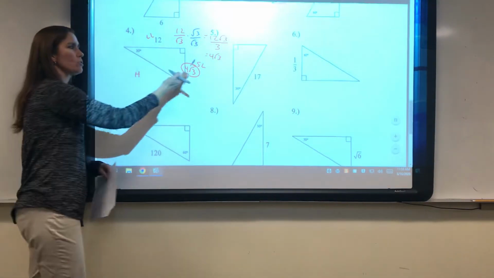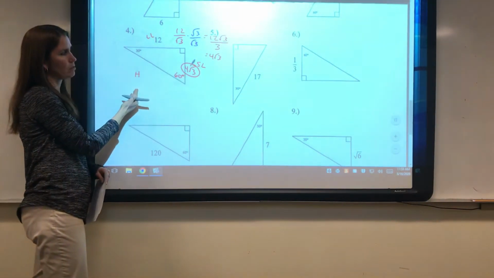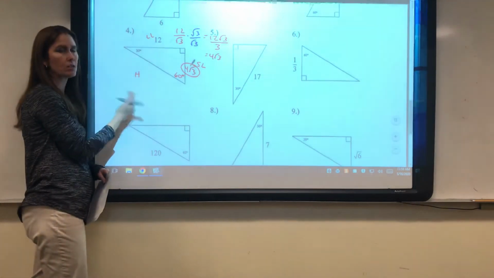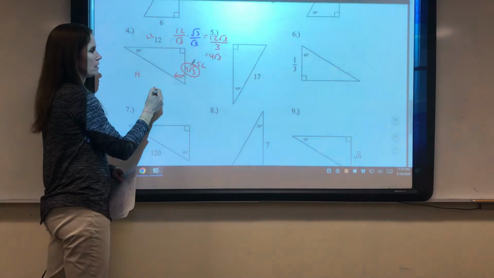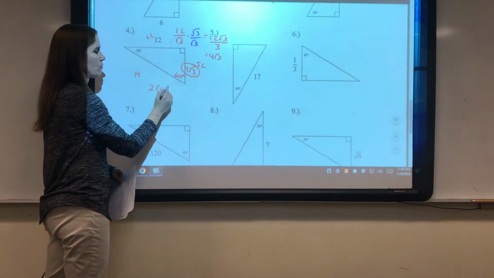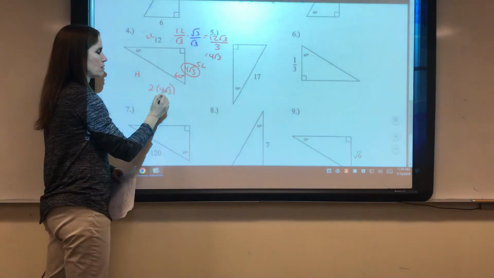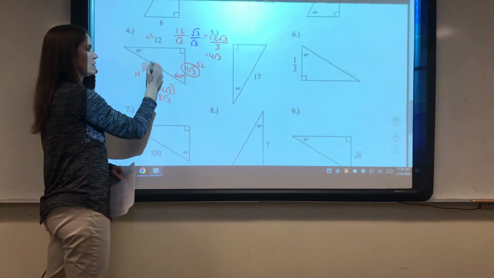And then if I know the short leg and I'm trying to get the hypotenuse, I know I'm trying to get a bigger number, so I need to multiply by 2. So in this case, 2 times 4 square root of 3 just gives me 8 square root of 3. So that's what I get here.